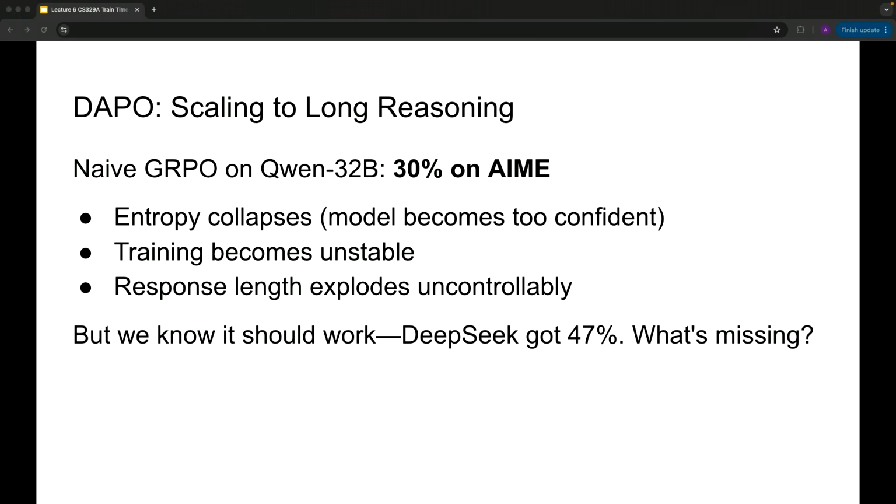I will show you a lot of technical terms, but I will try to explain them intuitively. Some of the challenges in just doing this on Qwen32B are that the entropy of the model collapses, the model can become too confident, the training can become unstable, and the response length, the model output length, can explode uncontrollably. But DeepSeek did get 47% on AIME, the DeepSeek R1 paper did get 47%.